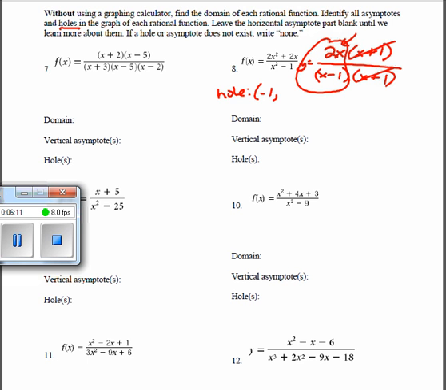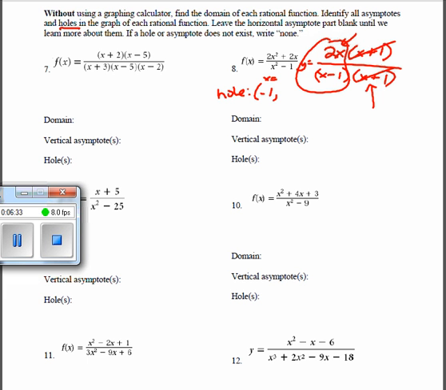I want to remind you how to do the rest of this problem. We were doing the hole, and we figured out that -1 would have crashed this function, because if you put a -1 in right there, it would make a 0 on the bottom. So the hole is definitely where x is -1. The question really is, where's the rest of the hole?